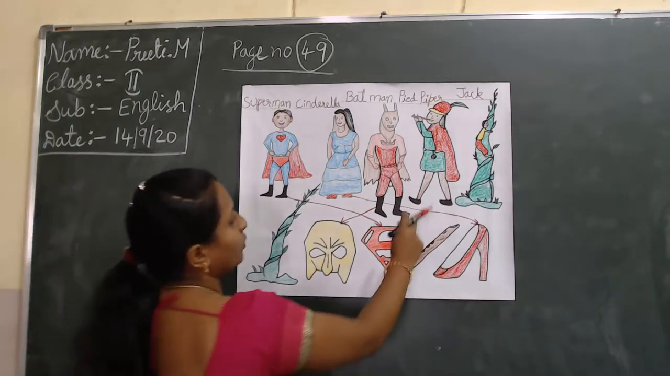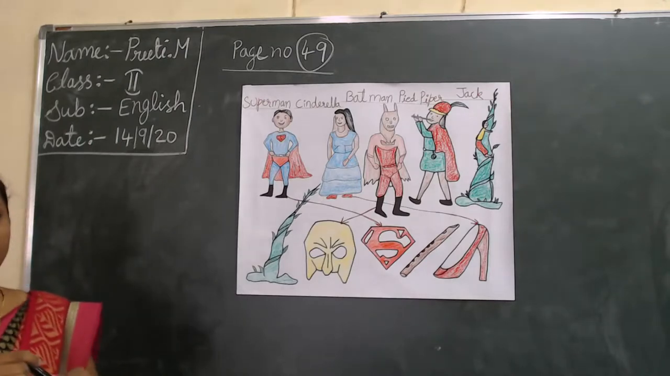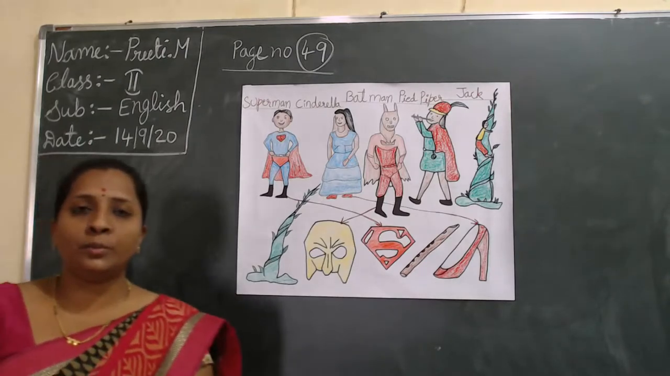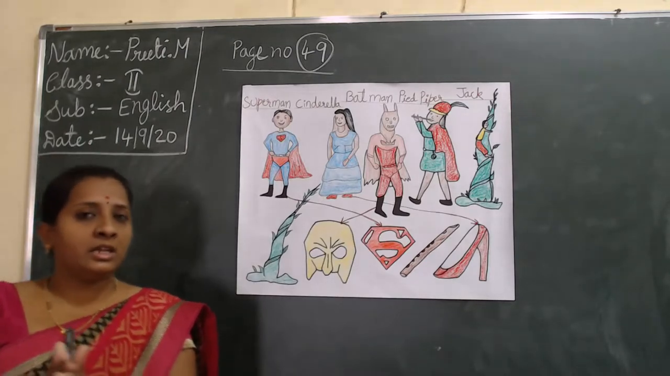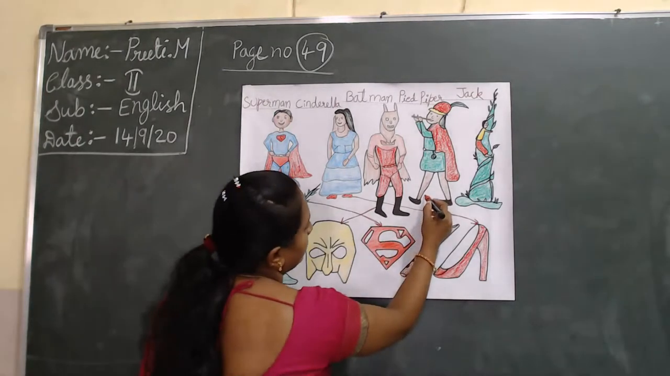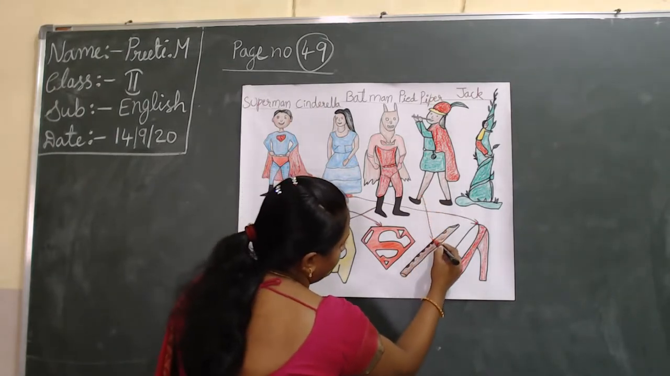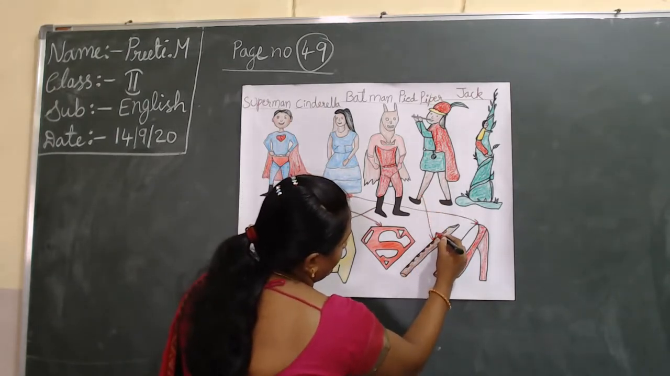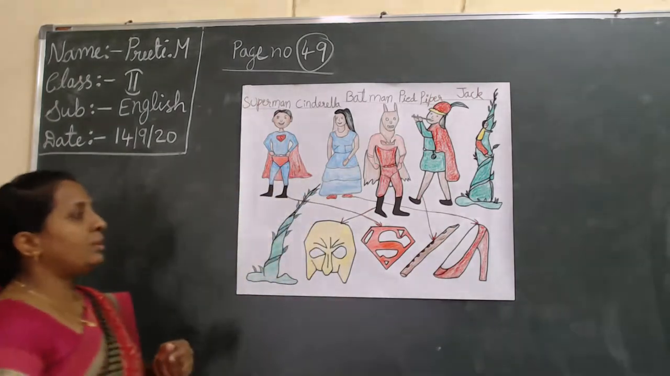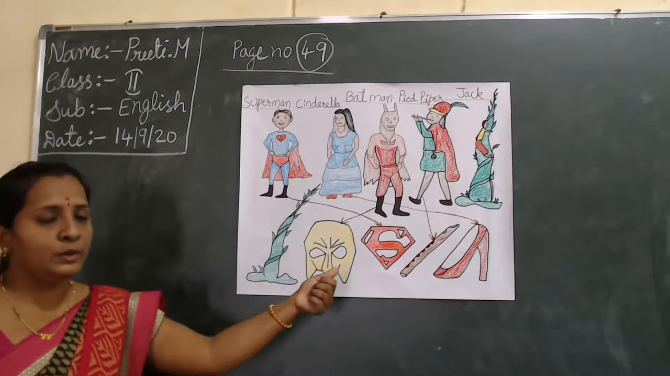And fourth one, Pied Piper. I told you the story of the Pied Piper. He blew the flute to run out the rats in the city. You should match the Pied Piper with the flute. Match the Pied Piper with his object, a flute.